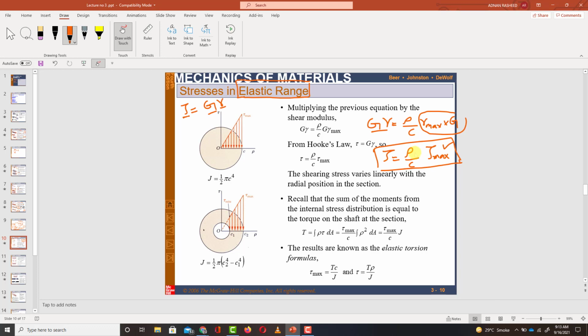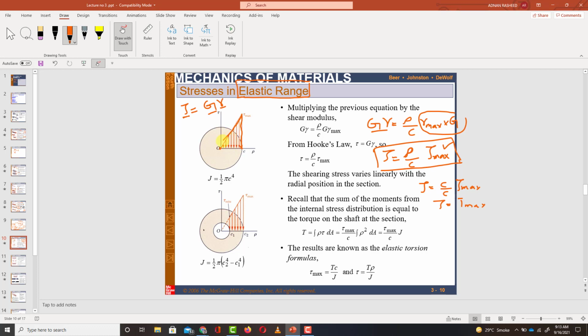So by using this equation, we will find out the variation of shear stresses in a circular shaft. Clear? So if rho is equal to 0, then shear stress will be equal to 0. So you can see at center point shear stress is 0. But when rho is equal to C, so tau will be equal to C by C into tau max. So tau will be equal to tau max. So at outermost or at the radius, shear stress will be maximum.